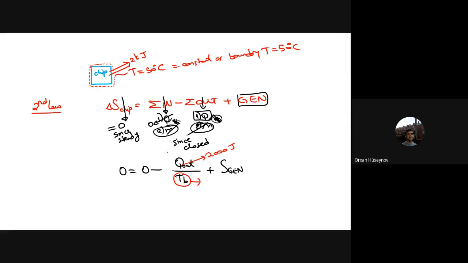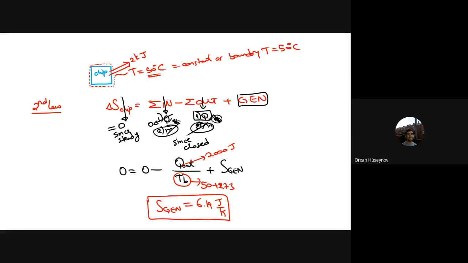and it leaves the system from 50 degrees Celsius. You can see, therefore it will be 50 plus 273, and therefore the generation of entropy will be equal to, so the final answer is 6.19 joules per Kelvin. This is the generation of entropy. Okay, so this is the equation.